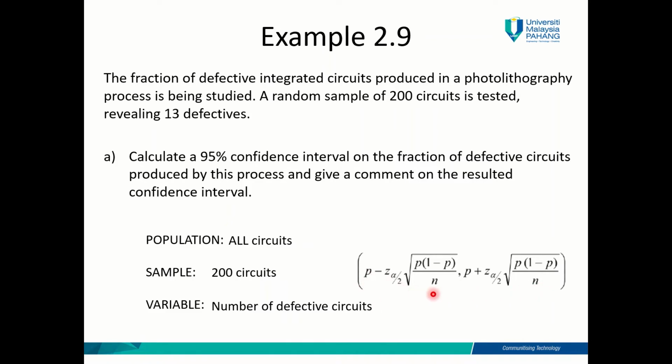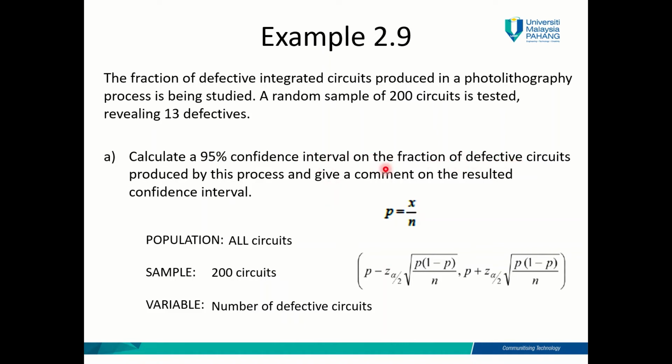and to be able to use this formula, you need to find out what is P. You know what is N. You can get Z from the table. So now let's discuss about P. So P is X over N. Remember, X is the number of success, and N is the sample size. So you need to define what is your success in this question. You can define it from the instruction given.